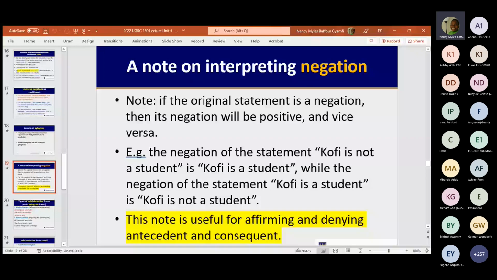However, if I give you an original statement which said Kofi is not a student, and I said take that as true, Kofi is not a student as true, then if you work with it, the negation of Kofi is not a student will become Kofi is a student. Know that as a rule of thumb. You are working with negations because with modus tollens, you negate. It's not like modus ponens, where you just pick the original antecedent first and conclude with the consequent.